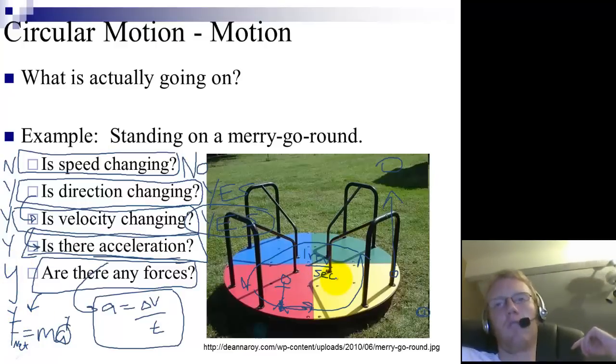If there was no force on you, which way would you travel? You would travel in a straight line. That's Newton's first law. If there's no forces on you, you continue to move with constant velocity in a straight line. So in order for you to have a curved path, you're not moving in a straight line.